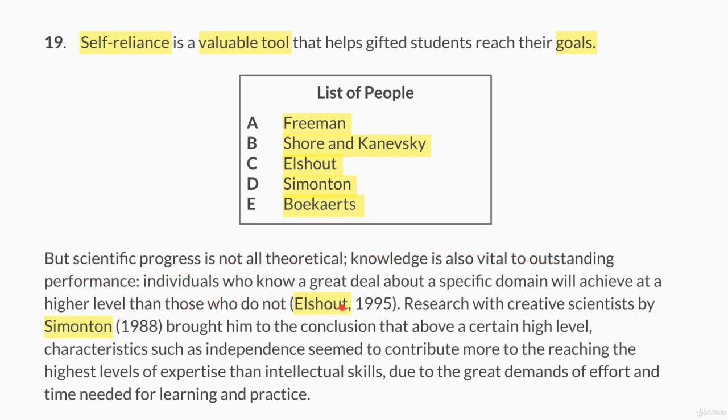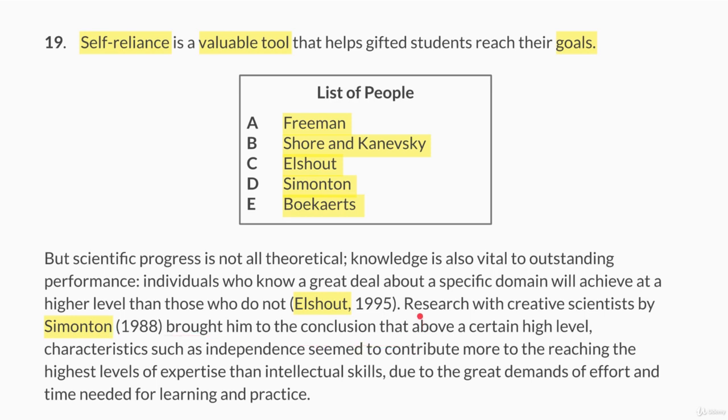And I do not see anything about self-reliance here. So there's nothing about self-reliance. I also don't see anything about self-reliance being a valuable tool. So I don't think that my answer is going to be right here. So let's read the next sentence about Simonton. Let's see which question this answer choice is going to be the correct answer for.